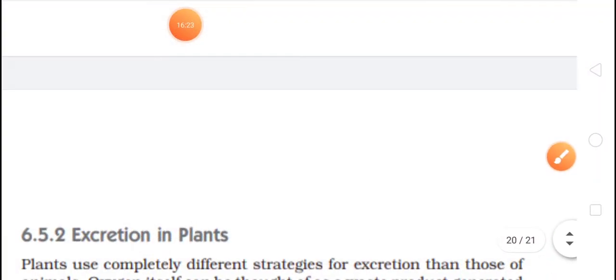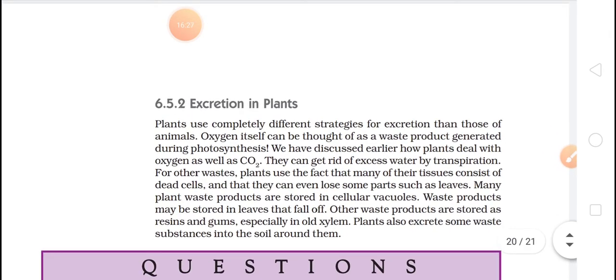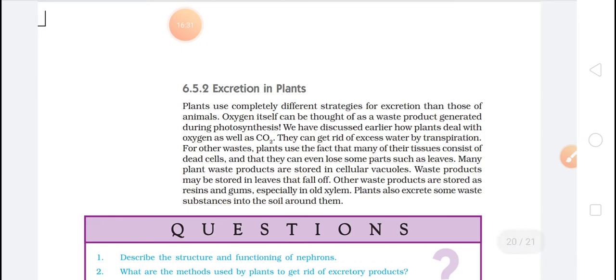Okay, so come to the last topic, that is excretion in plants. So this is our last topic. We know that excretion in humans is going on, so how excretion in plants takes place, that we will see. Plants commonly use different strategies for excretion than those of animals. They have a different method.